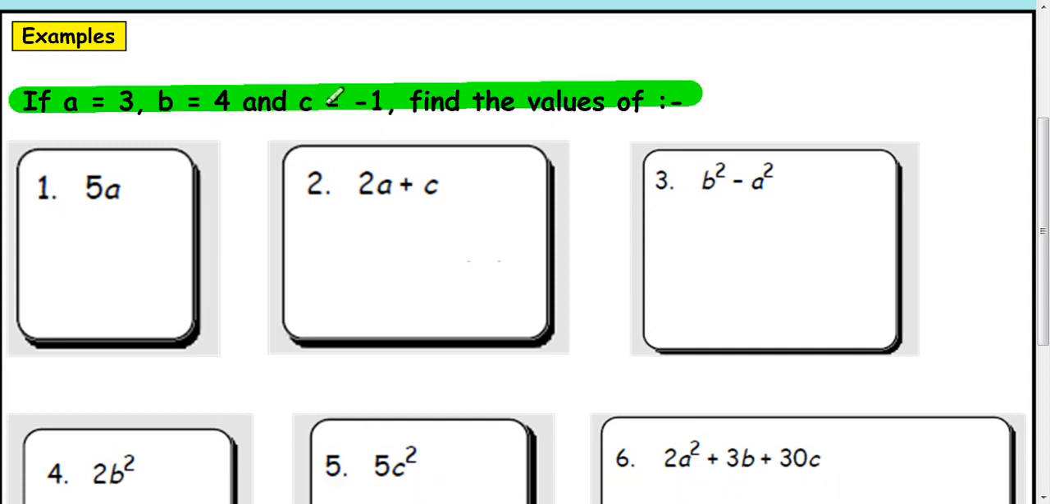Now notice that C is saying -1 and not positive. A lot of mistakes are made from reading errors, but that says -1, so look out for negatives.